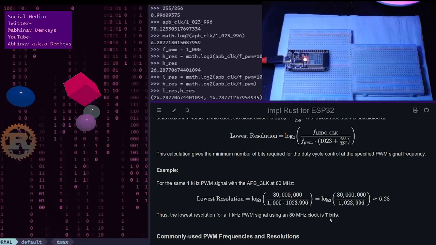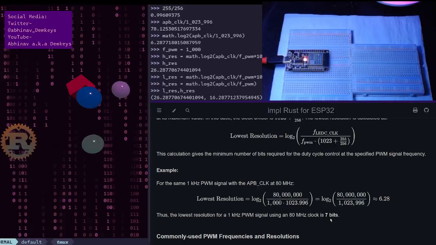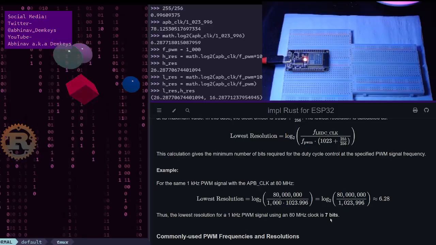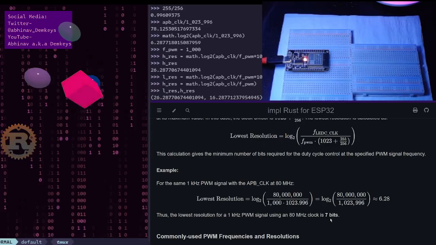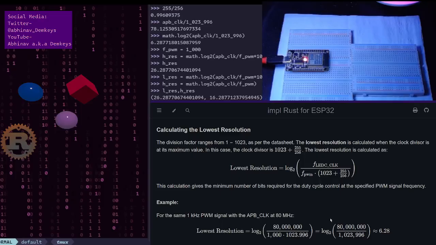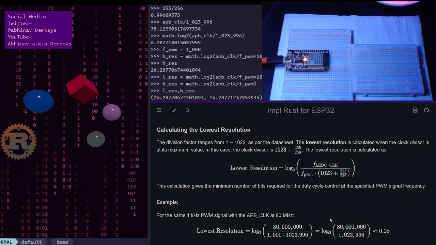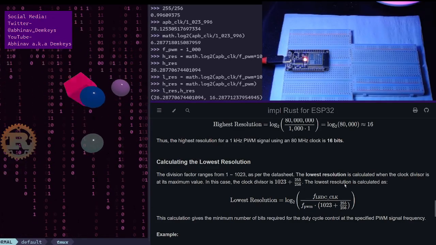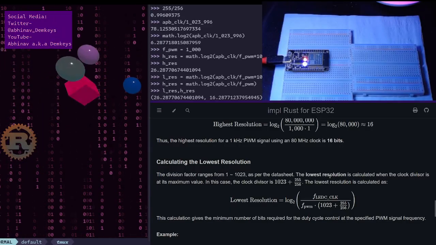APB clock divided by, hold on. LED, so and so, so and so. Okay, yeah, I'm not getting it. So the division factor ranges from 1 to 1023. As per the data sheet, the lowest is calculated when the clock divisor is at its maximum value. In this case, so and so. Yeah, no, I'm confused about this. Hold on.